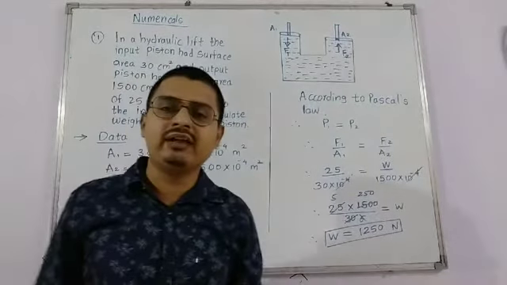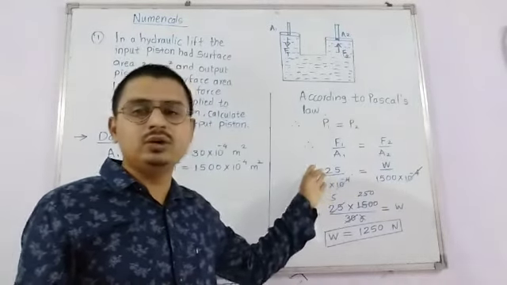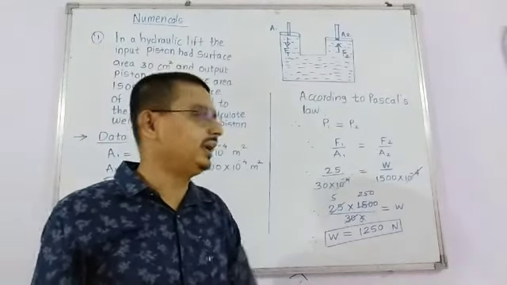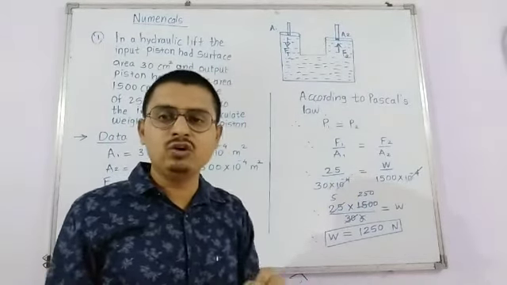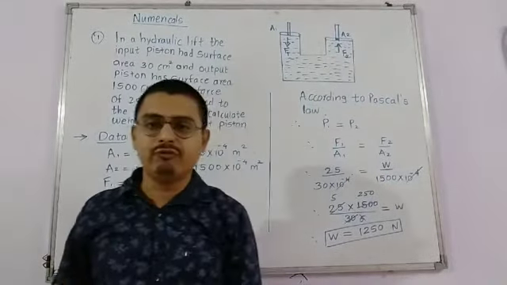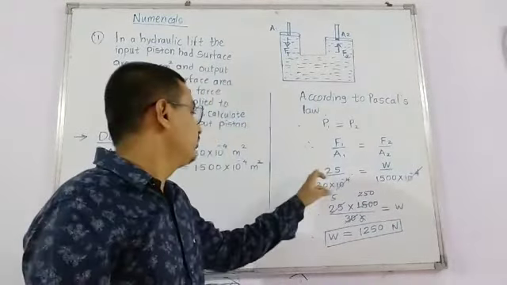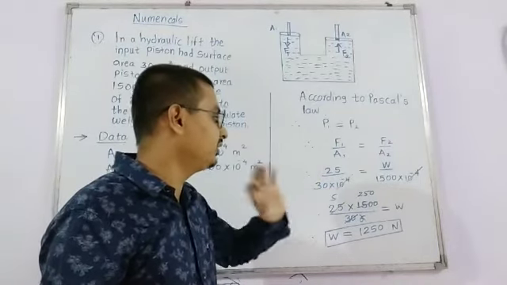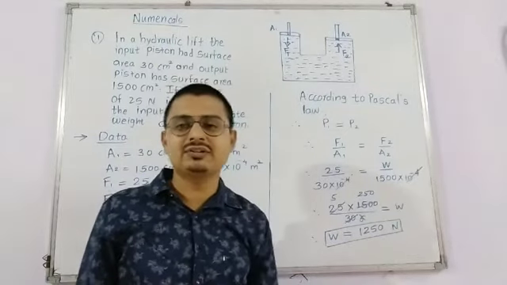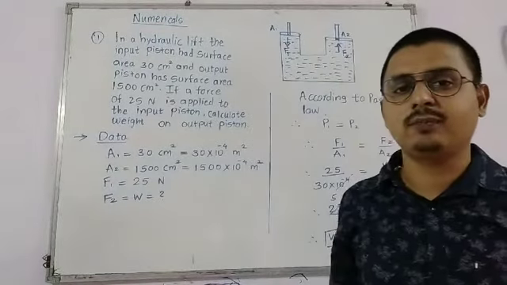So, F1 upon A1 is equal to F2 upon A2. If you insert the values of F1, A1 and A2, you will get the force given to the second piston, and that will be the output weight that the output piston can carry. So 25 divided by 30 into 10 power minus 4, equals W upon 1500 into 10 power minus 4. If you solve this equation, you can get the answer. Okay, so this problem was based on Pascal's law.